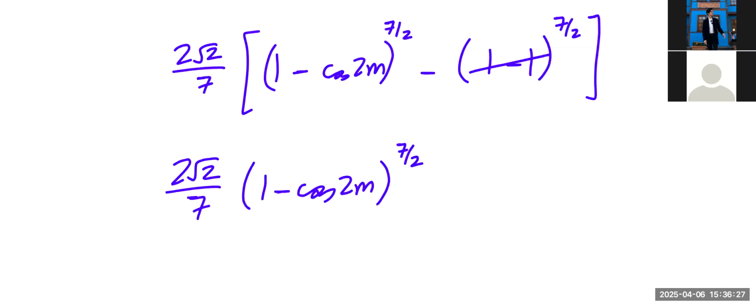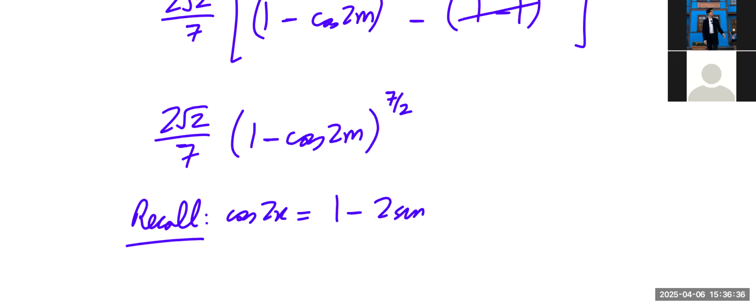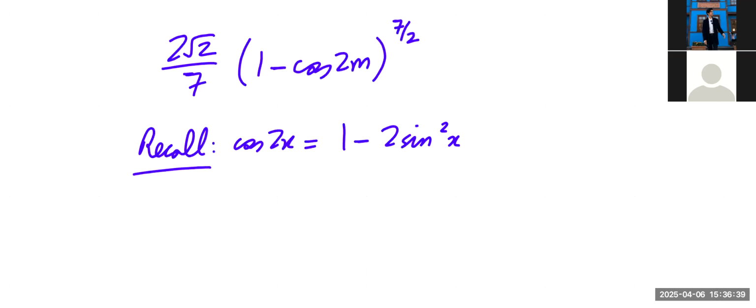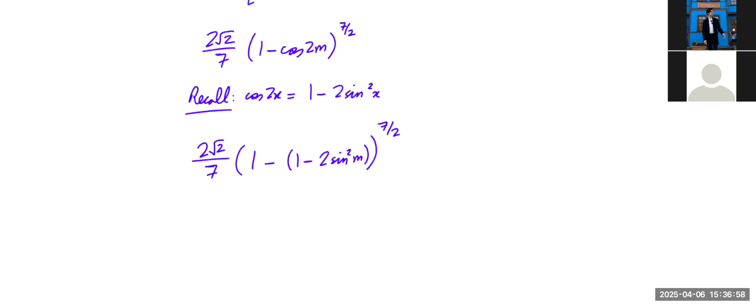Recall that cosine 2x can be written as 1 minus 2 sine squared x. This is an identity again, by the way. It's again in your formula booklet as far as I remember. You're going to have 2 root 2 over 7 times 1 minus, instead of cosine 2m, I'm going to write one bracket, 1 minus 2 sine squared m, and everything is of course still raised to the power 7. I just replaced cosine 2m with this.